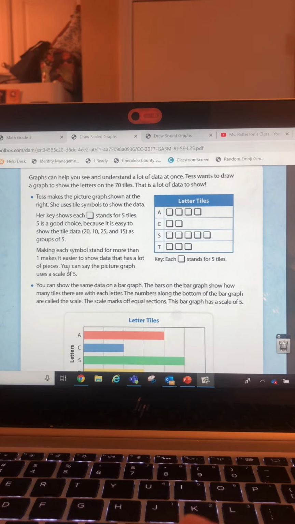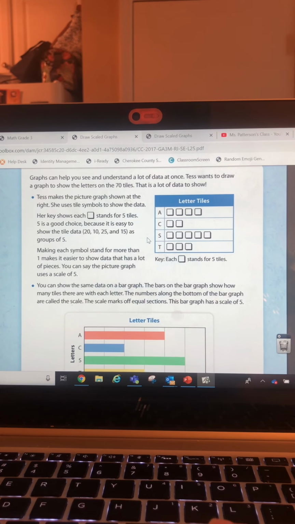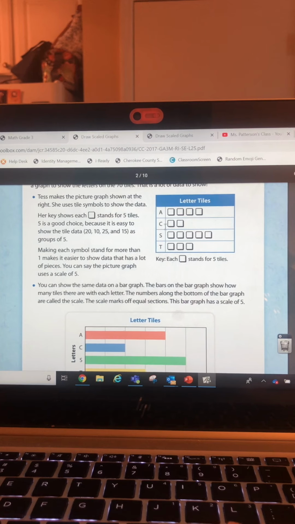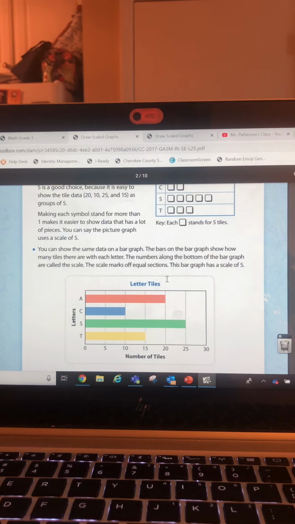Okay, this kind of gives a rundown of how to take the data that we gathered and put it into a table. It says that she makes the picture graph shown right here, and she's using these tiles to represent 5 tiles. Now remember, she had 70 tiles. So she's making each of these squares stand for more than 1 tile. If she did 70, that means that there would be really, really long lines of squares, so we have to make them smaller. It says that you can show the same data on a bar graph.